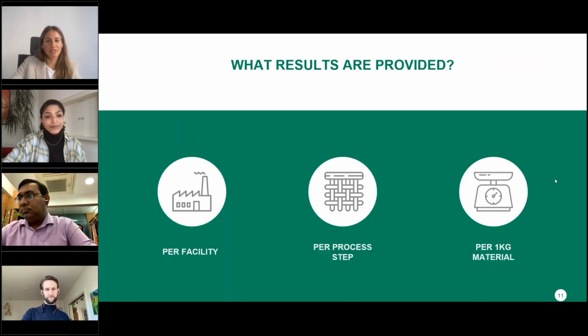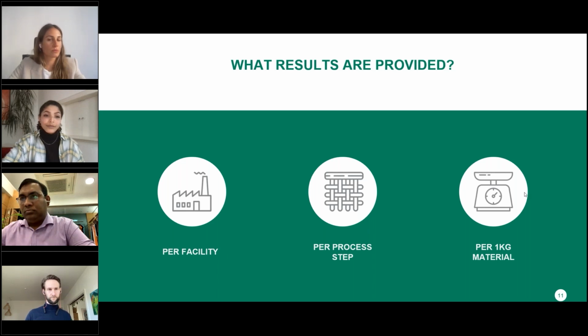Then what will be interesting is what results are provided after the facility entered the data. So the impact calculator results provide initial insight into the carbon emissions and water usage, as said, on 4 different levels. You see 3 now, I will explain why. At facility level, so really the facility contribution, gate to gate, what is happening in the facility, then also per process step taking place in the facility, and per 1 kilogram of material produced.